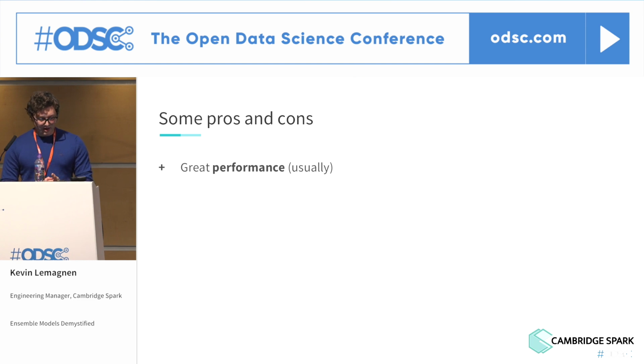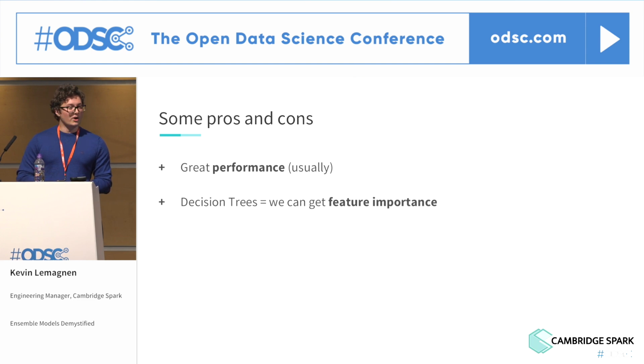Some pros and cons again. They usually give great performance, so gradient boosting is used a lot in the industry and in machine learning competitions. On Kaggle, for example, a lot of winning models will be using some XGBoost models. They also have that nice feature importance since they're using decision trees under the hood.